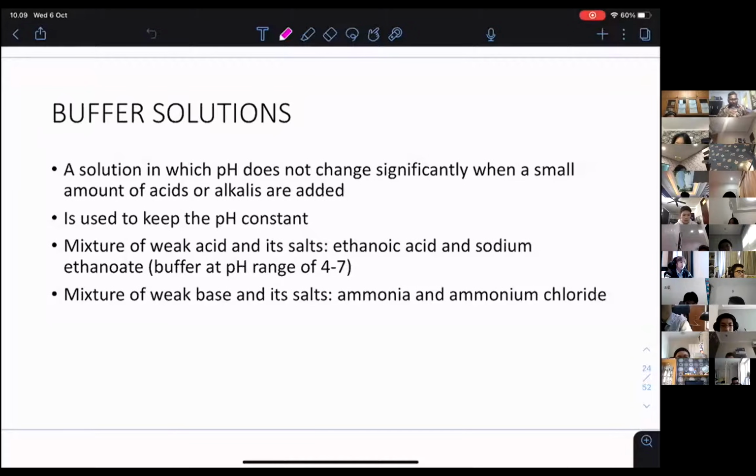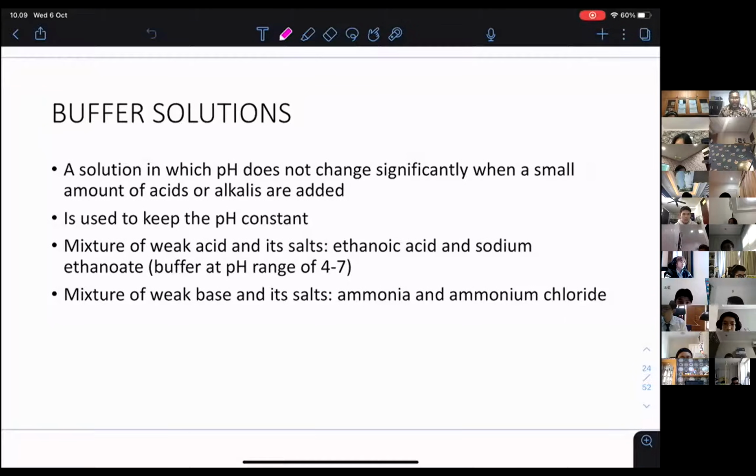Okay. What is a buffer solution? If you think about a buffer solution, it is a solution where you have an acid and a base. You add a certain amount of acid or base, and the pH of that solution does not change. That is going to be the buffer solution.